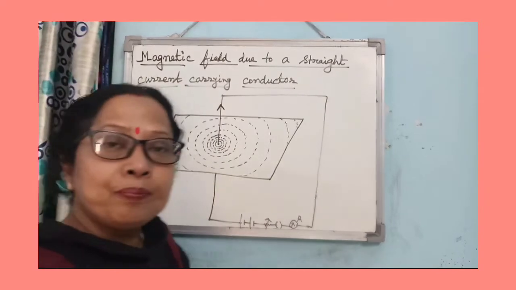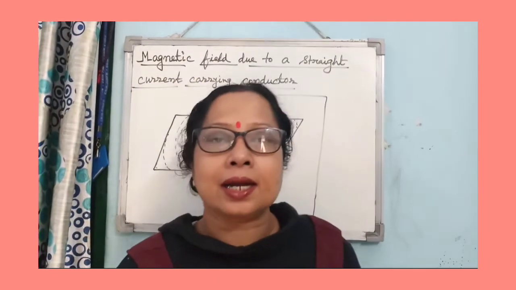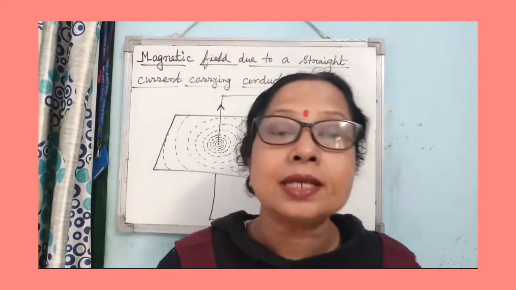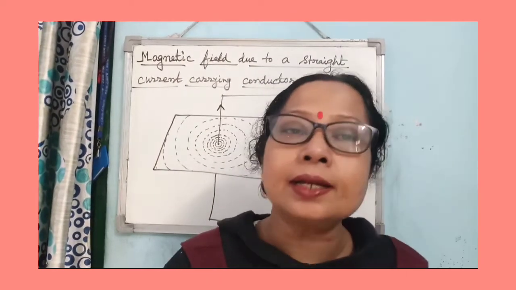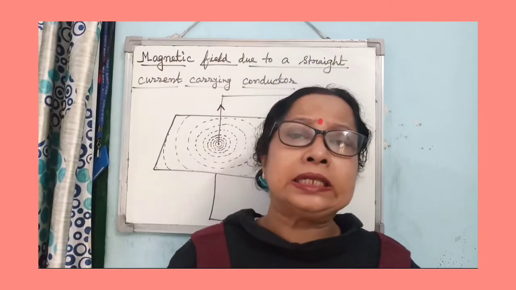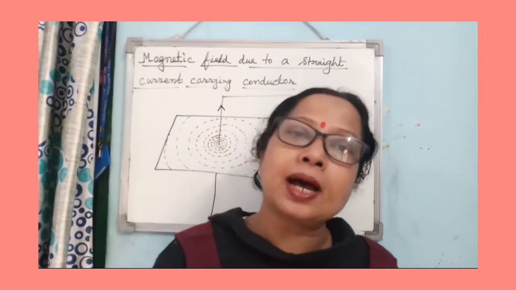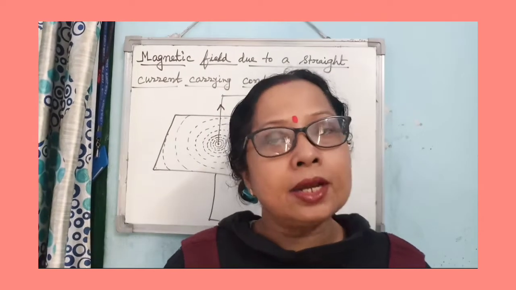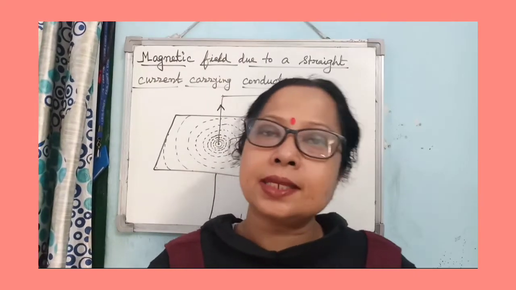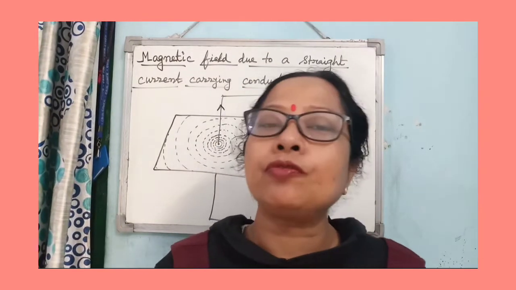What does it mean? Magnetic field strength increases near the conductor. Magnetic field is stronger near the conductor and decreases with the distance from the conductor. Alright, so what are the 3 points I said? These are the important points you are supposed to learn and remember for your board exam.